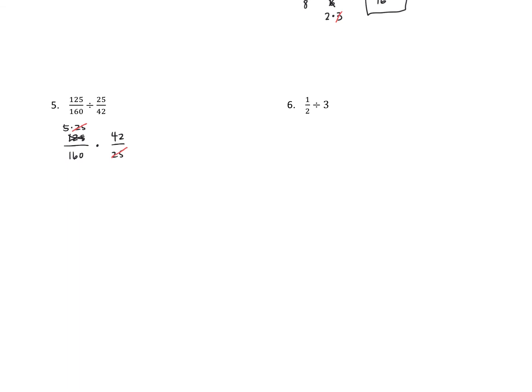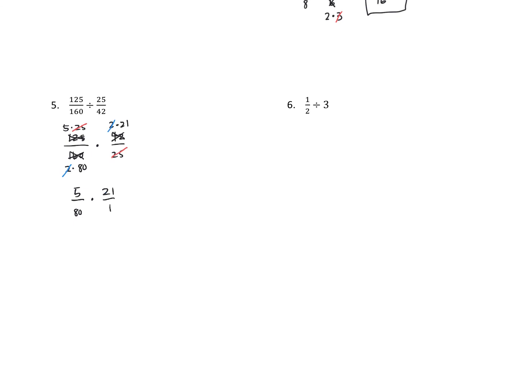So I could rewrite it as 2 times 21. And then 160 divided by 2 is 80. So I could rewrite this as 2 times 80. And now the 2's cancel out. So that's helpful. Okay, so it's getting kind of messy. So let's rewrite what I have. I have 5 over 80 times 21 over 1.